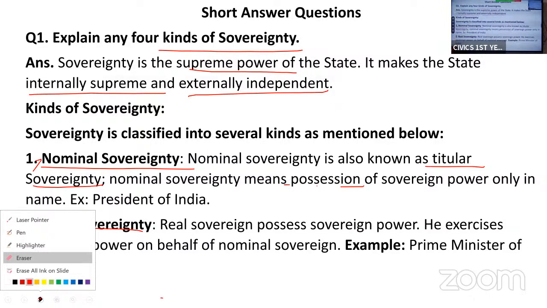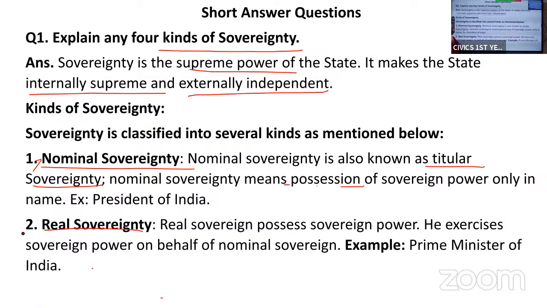The example is the Prime Minister of India. All the decisions are taken by the Prime Minister and his ministers, but the approval has to come from the President. So the President is the nominal sovereign, and the Prime Minister is the real sovereign. I hope I am clear with these two types of sovereignty, nominal and real. Let us move to the next.